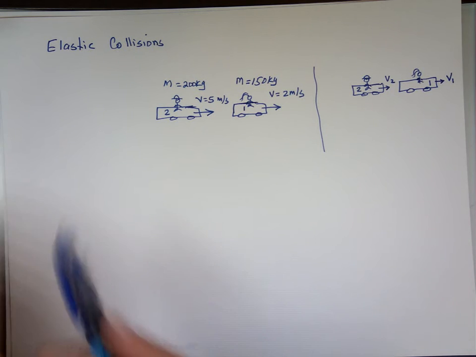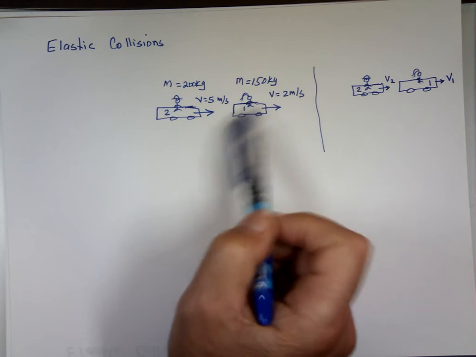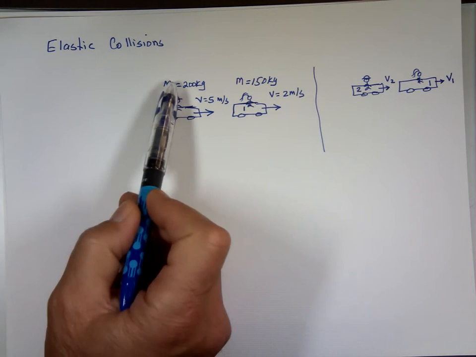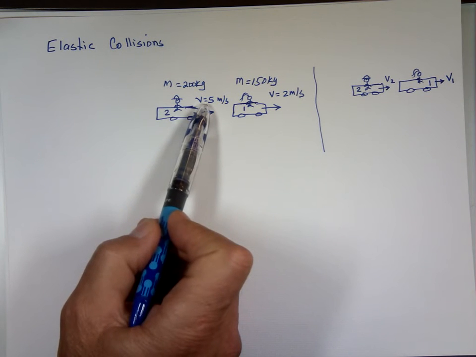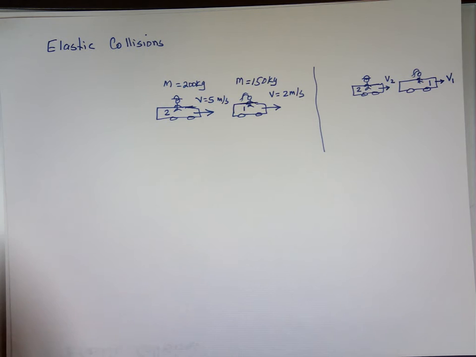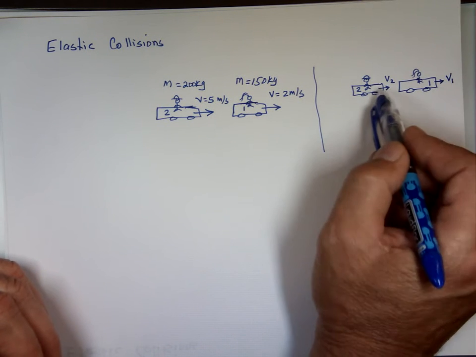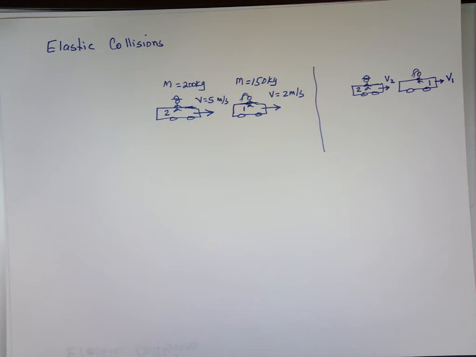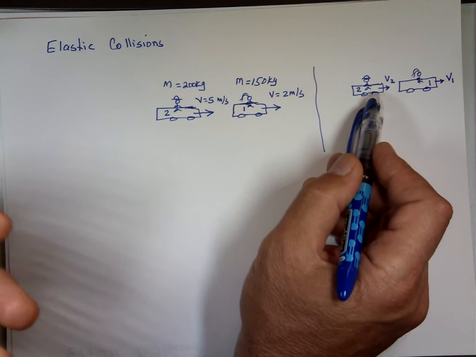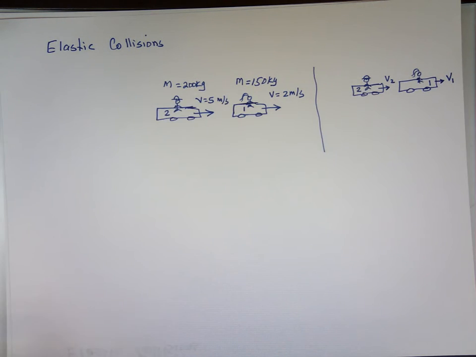So again, bumper carts, your date here, 150 kilogram with the cart going 2 meters per second. You and your cart, 200 kilogram going 5 meters per second. You bump into them. We're not sure what's going to happen. We're making the assumption both carts go forward with velocity v1 and v2. Now, if I do the math and it comes out velocity v2 is 0, that tells me this cart stopped and this one went bouncing forward.